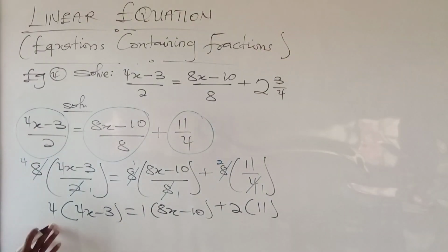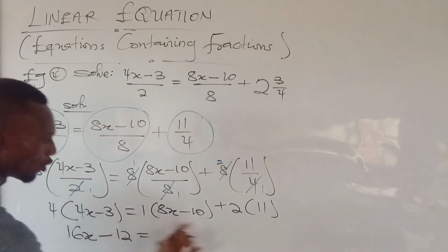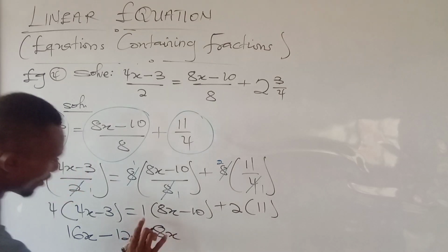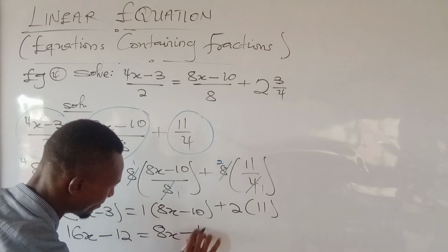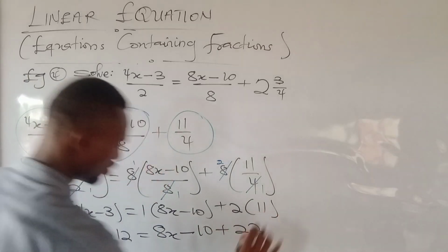So 4 times the 4s will give you 16s, and 4 times minus 3 will give you minus 12. Equals to, you bring your equal sign, 1 will also open its bracket. So 1 times 8s gives you 8s, and 1 times minus 10 gives you minus 10. Then plus 2 times 11 gives you 22.